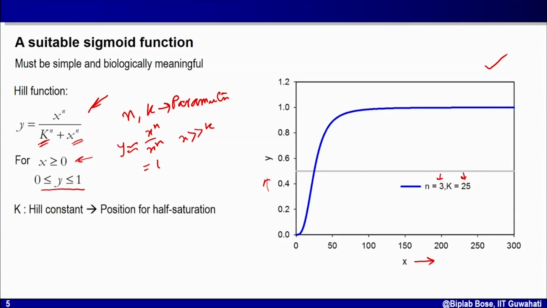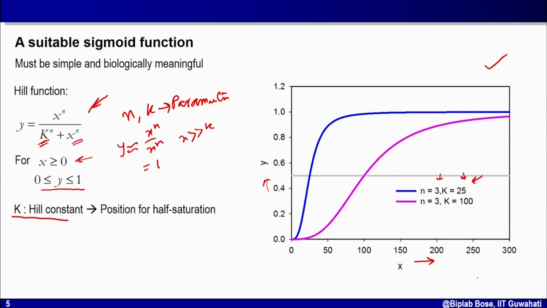K is called the Hill constant and it represents the position of half saturation. Let us look into that. I will change the value of k from 25 to something else, say 100. Then I get this pink curve. This gray line is representing 50%, 0.5. So it is intersecting the blue curve at a value which is nothing but 25, and this gray line is intersecting the pink curve at 100. So that is the value of k.